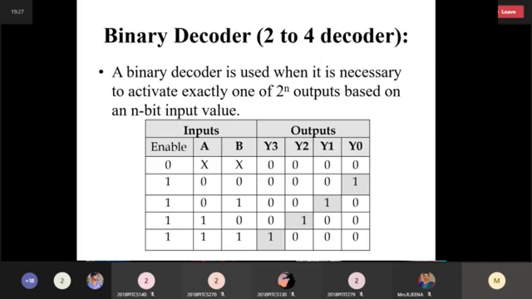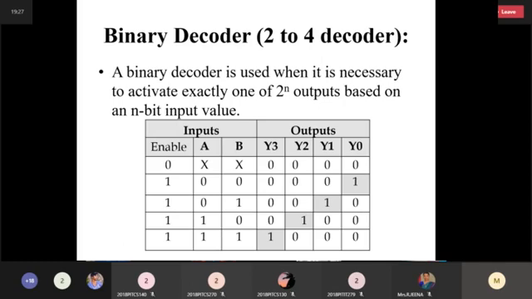If the enable signal is 1, there are possible outputs. So now see the outputs. What are the outputs? Y0, Y1, Y2 and Y3. There will be 4 outputs. In this output, the Y0 state is active when the inputs A and B are 0.